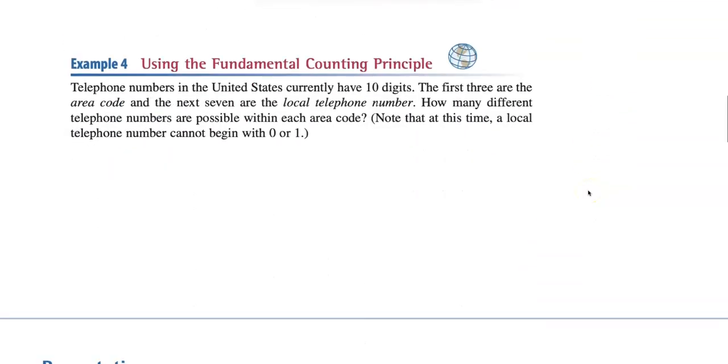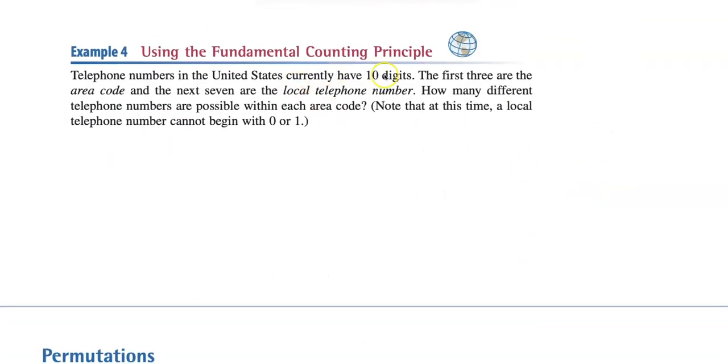Another example. Telephone numbers in the United States currently have 10 digits. The first 3 are the area code, and the next 7 are the local telephone number. How many different telephone numbers are possible within each area code? Now, at this time, a local telephone number cannot begin with 0 or 1. So the first 3 are the area code, and the next 7 are your local numbers.